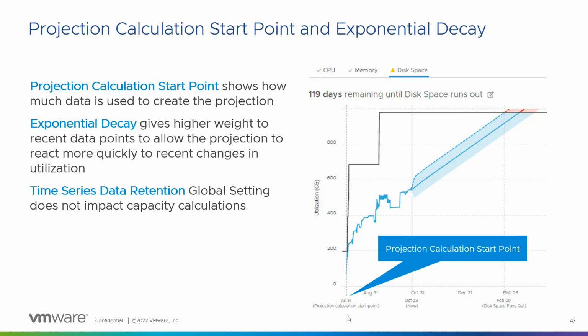Now we also have this thing called exponential decay. Exponential decay will give higher weight to utilization that's more recent. Workload never stays the same, so something that happened last week is more important than something that happened last month. You want to ensure that you count more for the more recent changes than the older changes. That doesn't mean it's going to ignore periodic patterns that happen. It just says it's more important what's happened more recently, and it gives that weight when it comes up with those projections.